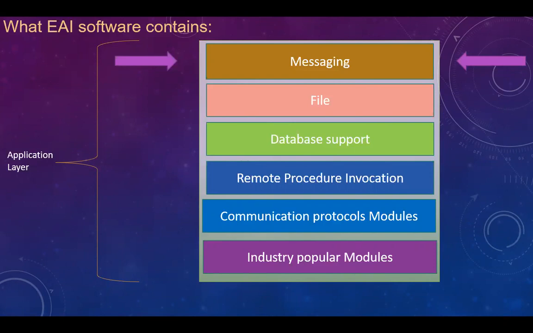For example, we have Salesforce and PeopleSoft. These are industry specific, or in other words, popular software available in the market. Those software capabilities are also included in the EA software. And also the common communication protocols on the application layer, namely HTTP and FTP. This kind of application layer protocol support is also available.